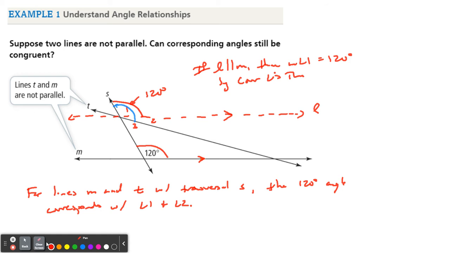But wait, without the parallel line L, for T and M, if the 120 corresponds to angle 1 and 2 together, then the 120 must be equal to the measure of angle 1 plus the measure of angle 2. But up here we just said that the parallel line forces angle 1 to be 120, so angle 1 must be 120.